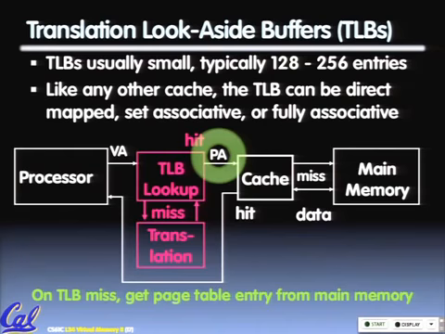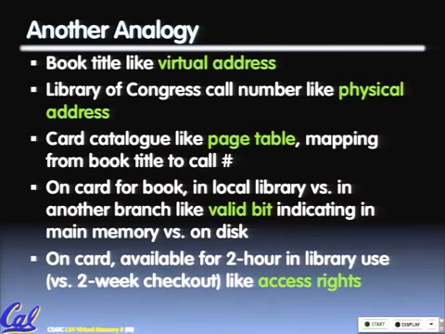Okay, so here's an analogy. I think my analogy is better than this. This is the original analogy that was given to you, and compare this to the great e-journal. The book title is like the virtual address. It's a title out in the cloud that's big. The actual Library of Congress call number is the physical address, and the card catalog.